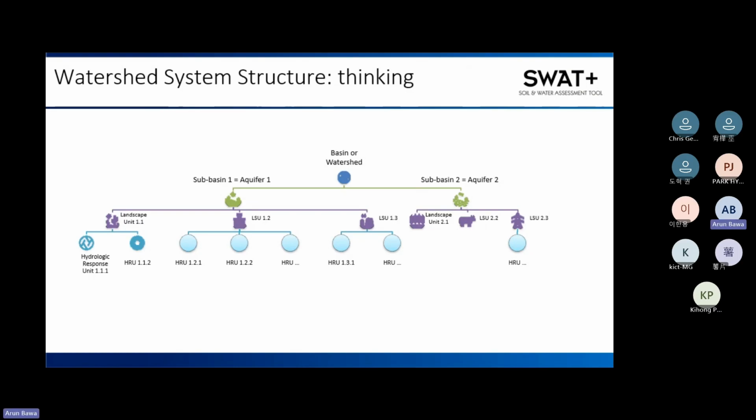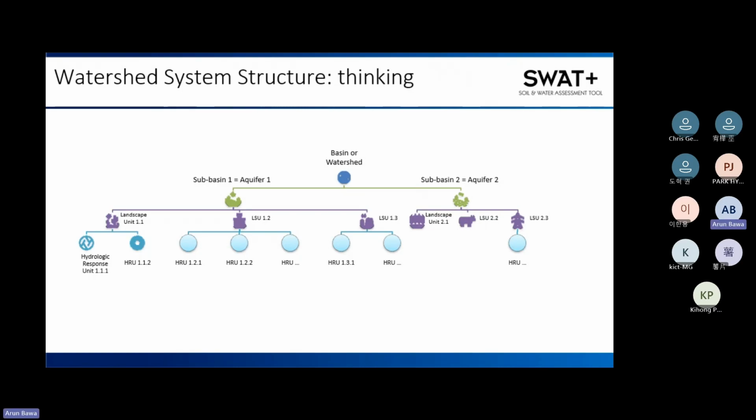So in SWAT, first the watershed is divided into smaller units, landscape units. Then those landscape units are further divided into HRUs, hydrologic response units. I will be using these terms, HRU and LSU, a lot. Let me explain HRU in the next slide.